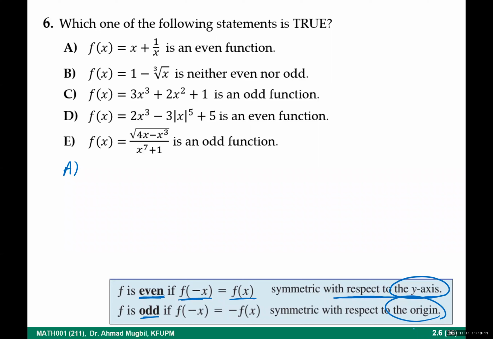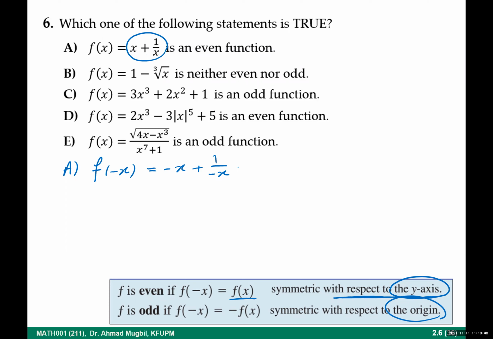So what we will do always to find out if it is even or odd: first of all, we simplify the function. Can you simplify this more? If you cannot simplify, replace x by -x. What we will get is (-x plus 1) over -x. Odd or even or what? Is this the same as the original function? Is it the negative of the original one?